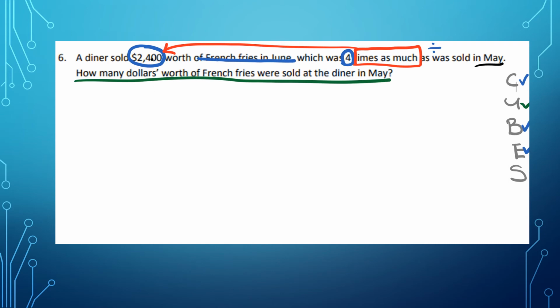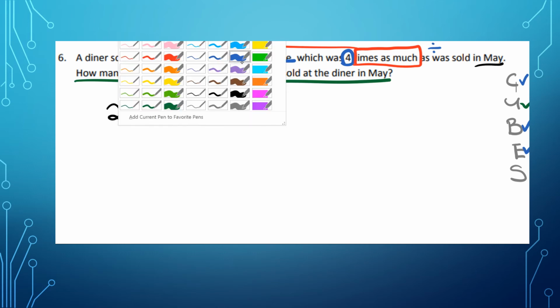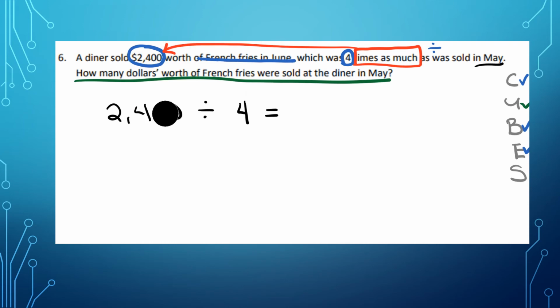So I have my 2 numbers. I know I need to use these, so I'm going to write those down first. I know that times as much means that I have to divide, so I'll put my division symbol in there. And I'm going to use our trick that we learned to cover up the zeros. So if I cover up these 2 zeros, I have 24 divided by 4. And this is a problem we've already done.